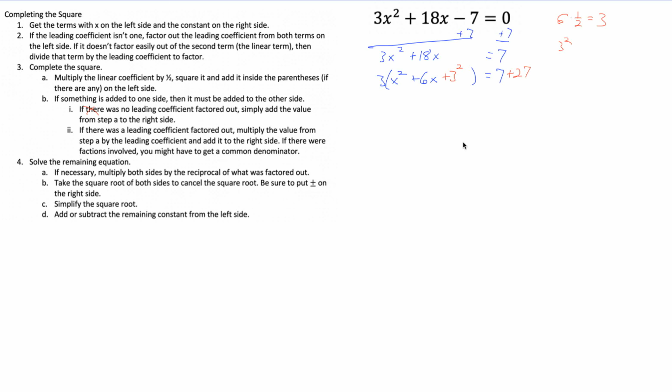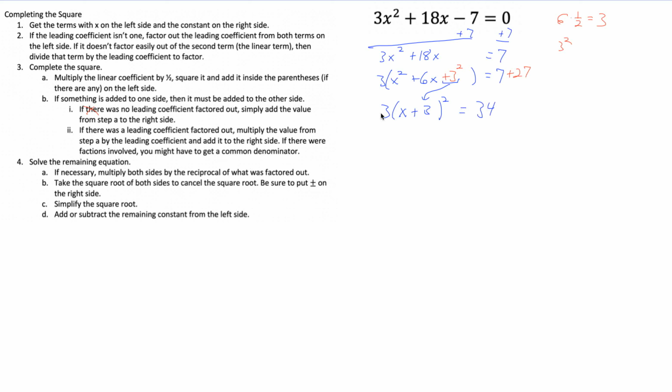Well, over here on the left, we now have a perfect square. We still have this 3. And our perfect square is x plus 3. So we take this right here and put it here, and that thing is squared. And again, this whole thing factors to x plus 3 times x plus 3, or x plus 3 squared. Over here we have 34. And now we're at the spot where we solve the remaining equation.